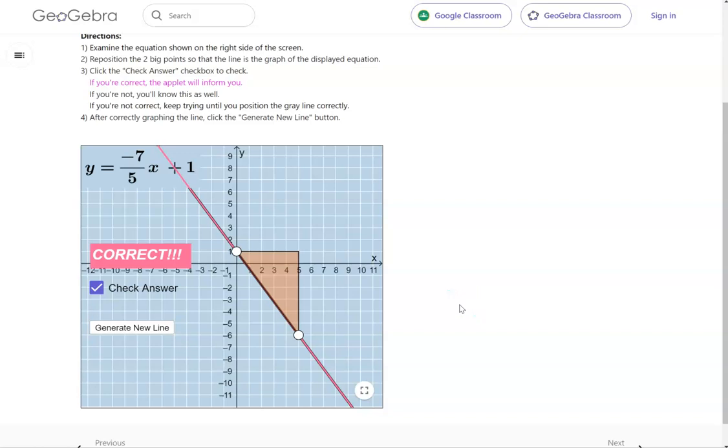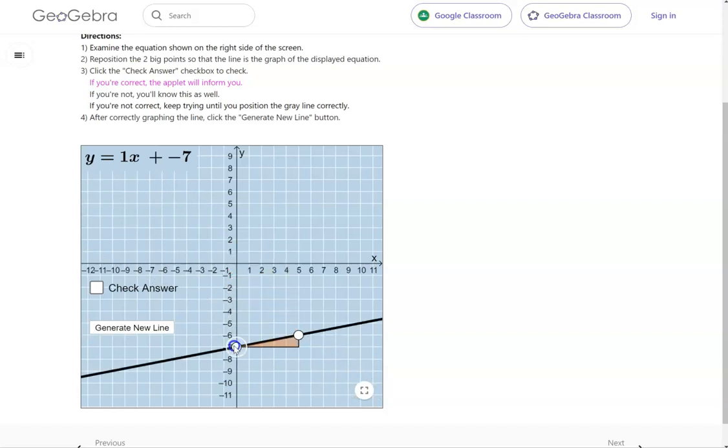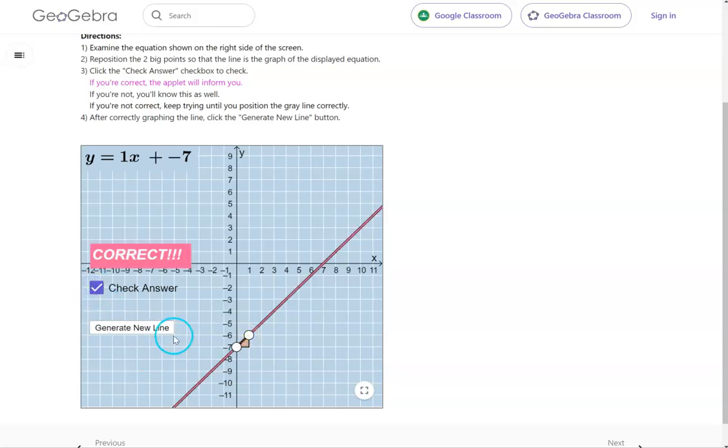And I tell them take a screenshot. Be sure in your screenshot you get the equation, the graph, and the word correct. I need to see all that, so be sure it's all in there. And take a picture and just put that on your slide. And then when they're done with taking this screenshot, they generate a new line and they do it again. So this time my y-intercept is -7 and slope is +1, so we'll go up 1, right 1, check answer, correct. Now let's do another one, and I'm going to mess it up.